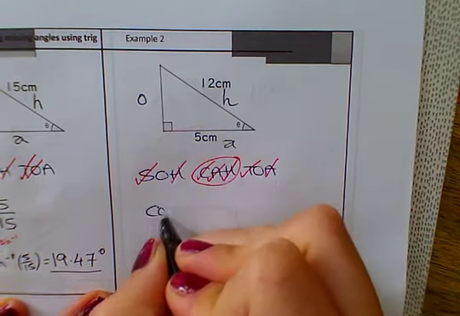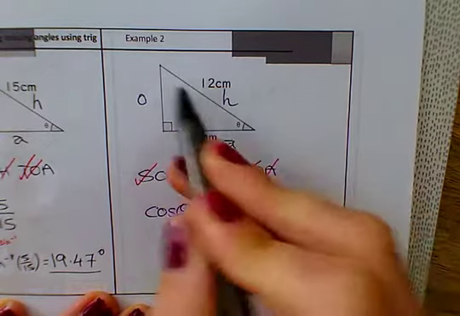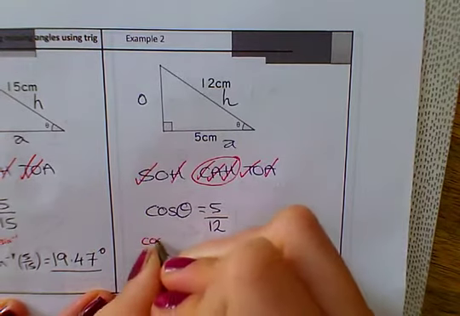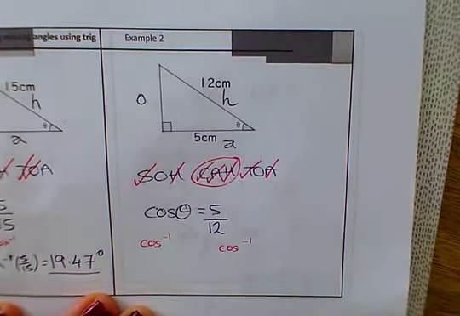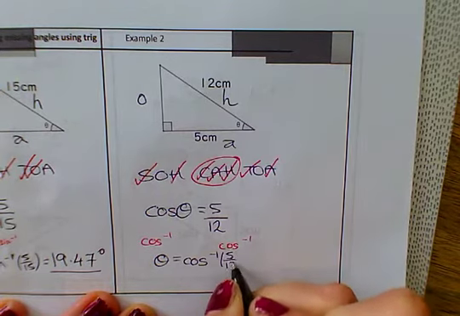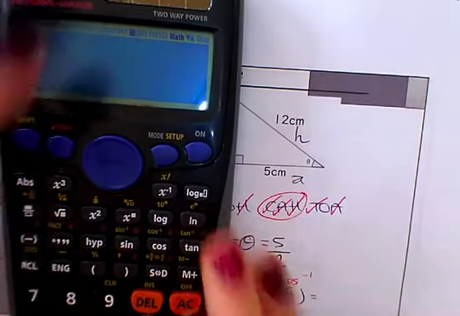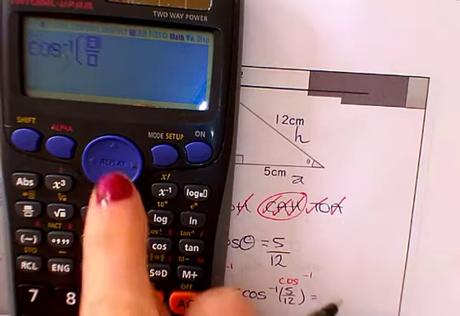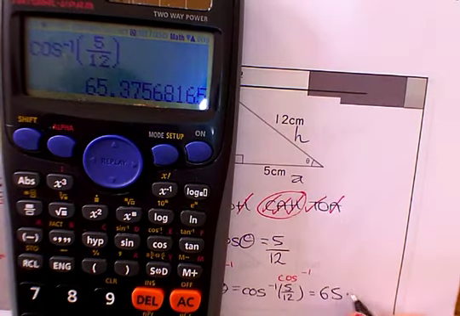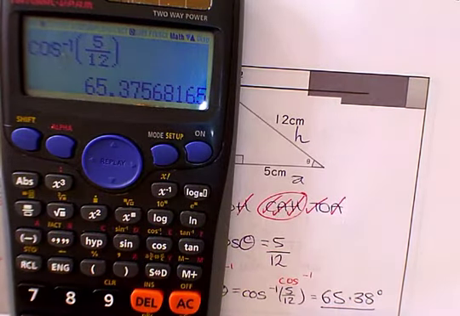So CAH stands for cos of your angle, so cos of theta is equal to the adjacent, which is 5, divided by the hypotenuse, which is 12. And now to eliminate this cos, we do the inverse cos on both sides. And we are left with theta is equal to cos to the -1 of 5 over 12, and calculating that here you would do shift cos to get cos to the -1 on 5 over 12, and that'll give you an answer of 65.38 degrees to 2 decimal places, as this 5 means the 7 would round up, and that there would be your final answer.